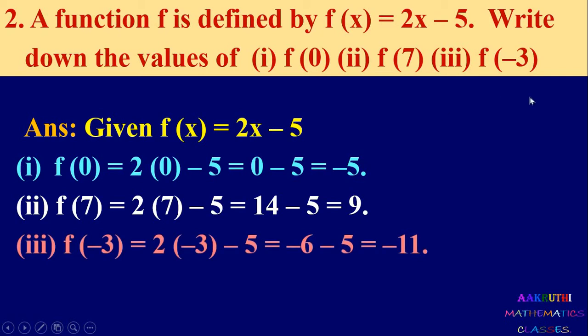So next it is f of minus 3. In place of x, you have to substitute minus 3. So therefore f of minus 3 is 2 into minus 3 minus 5. 2 into minus 3 is minus 6. Minus 6 minus 5 is minus 11. So therefore f of minus 3 is minus 11. So therefore f of 0 is minus 5, f of 7 is 9 and f of minus 3 is minus 11.